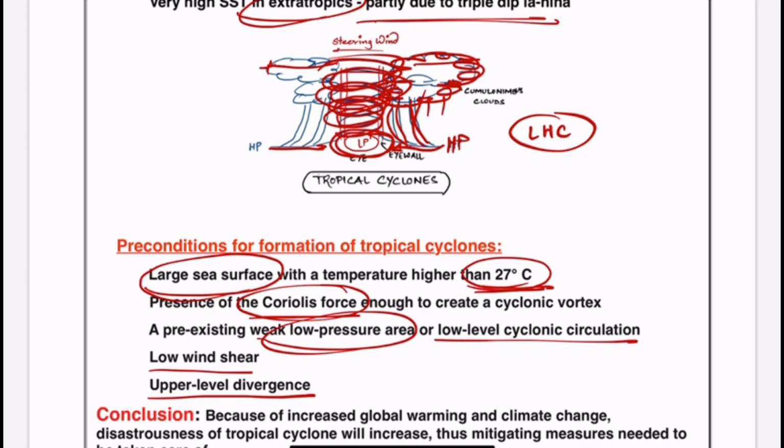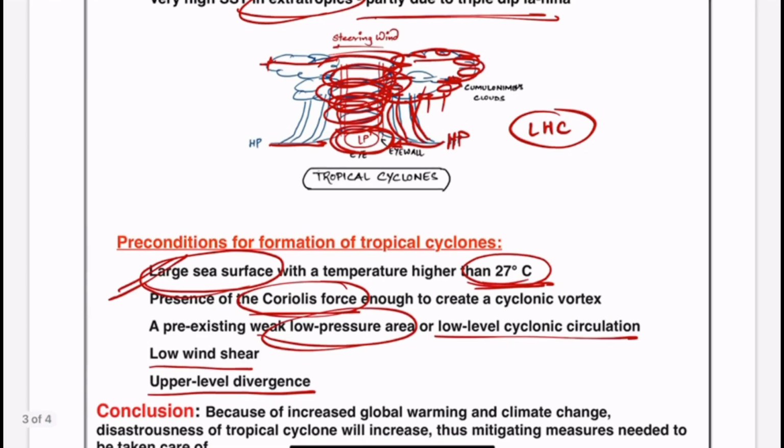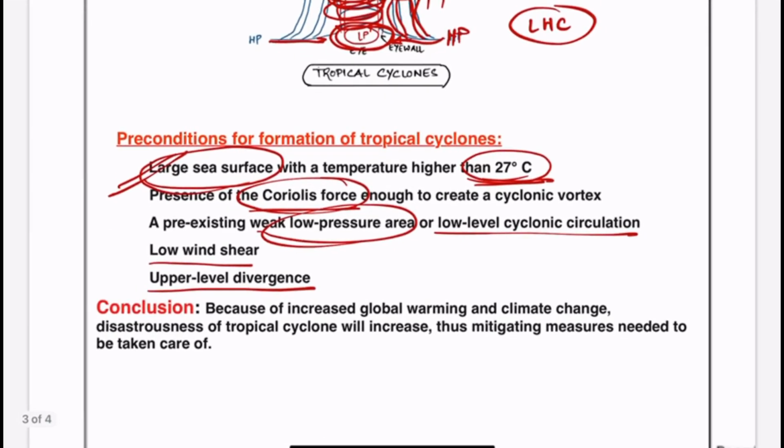So after writing or enlisting these preconditions, we will emphasize on this point, that is large sea surface temperature is required for the formation of tropical cyclones. If we move towards the conclusion part, we can write that because of increased global warming and climate change, the disastrousness of tropical cyclones has increased. That is, the tropical cyclone has moved towards the extratropical region also. We can link it with storm Boris, and this has increased, and thus there is a need of mitigating measures which should be taken care of. That is, we should be prepared to deal with this type of cyclones.